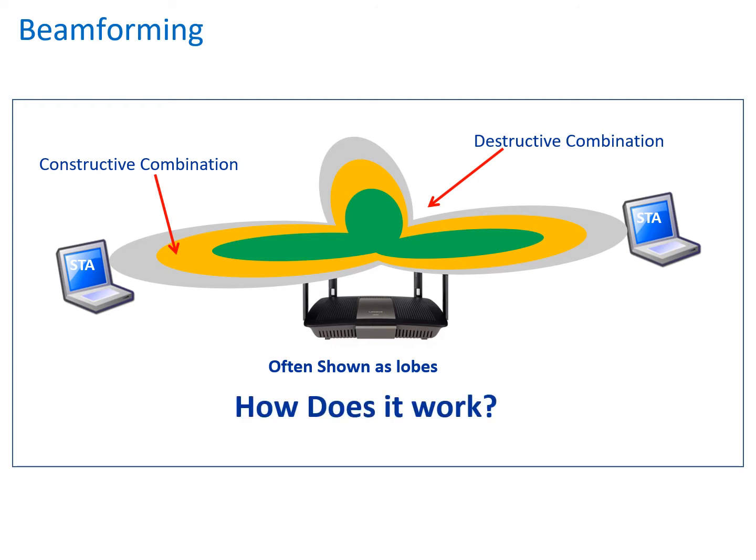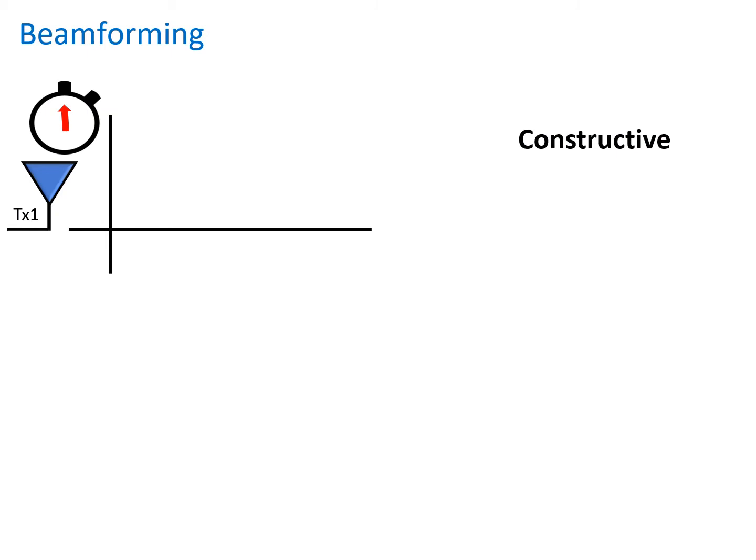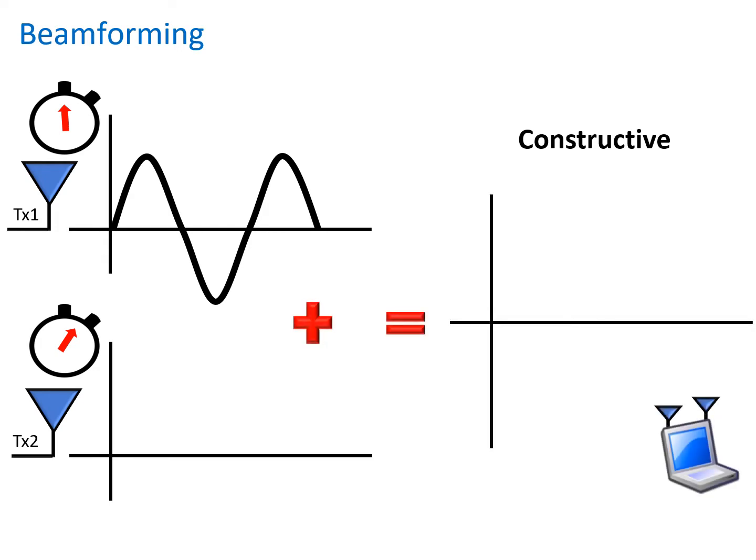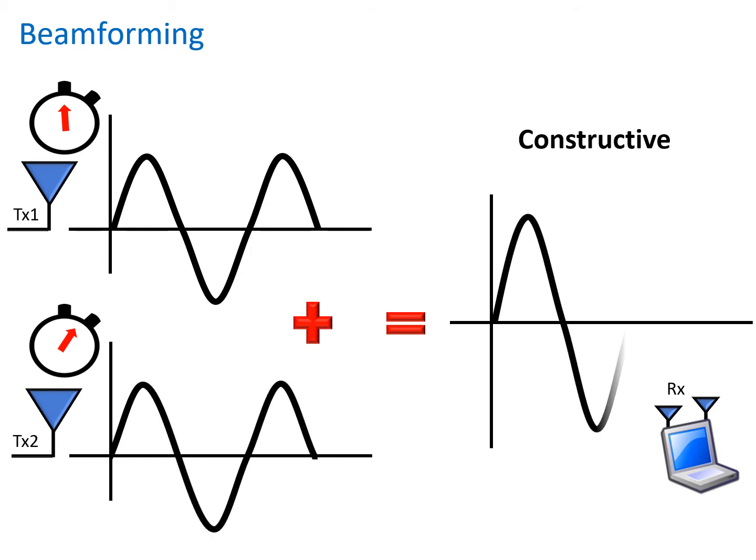But how does this all work? Well, let's take a look at how constructive beamforming works. First of all, when we transmit from the access point, we transmit some RF energy in the form of a wave. It's possible to enhance a transmission by having two transmitters and transmitting two waves of energy. And obviously, if you put these together, this can create a constructive wave which increases the amplitude and the signal strength at the receiving site.